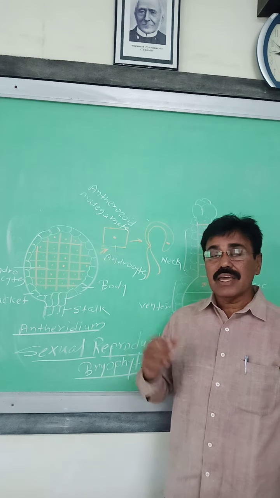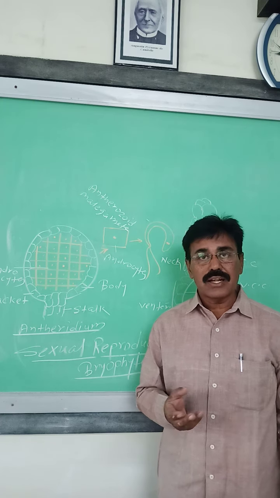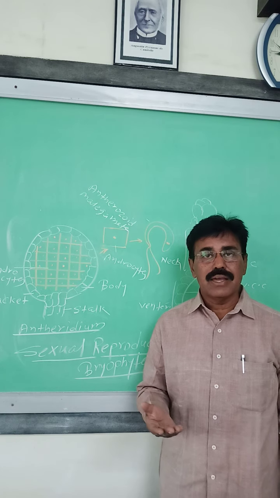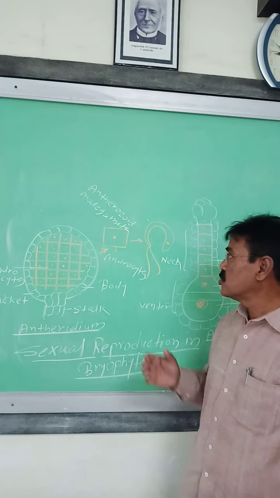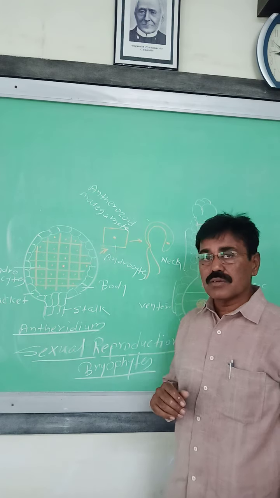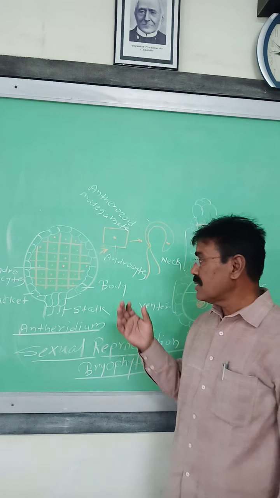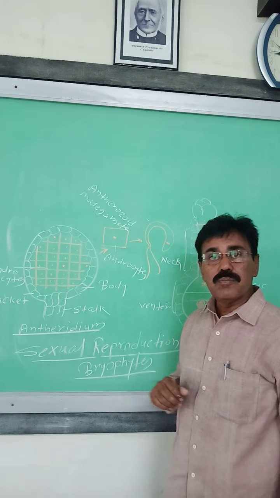It is called an antherozoid. The antherozoids are also called the male gametes or sperms. These are the structures developed in the male sex organ.